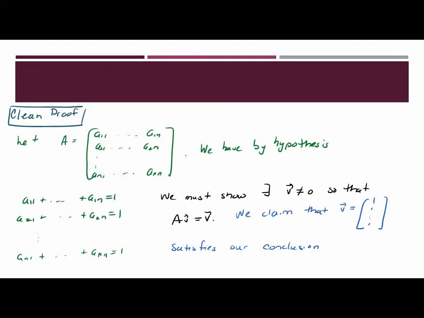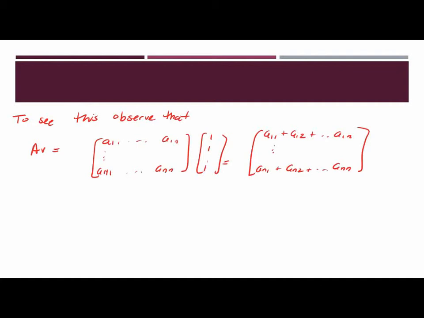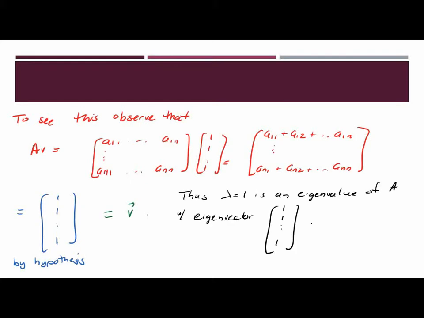It wasn't really from nowhere. Somebody thought about it in the background in their scratch work, and then they're like, oh, now I have it. Now I'm going to write a clean proof, and it'll look like it appeared out of nowhere. And I'm going to claim that that satisfies our conclusion. Watch how I'm leading the reader along. So to see this, I just do what I did in the scratch work. I just multiply it out, and I get AV is equal to that 1. And I indicate to the reader I'm using the hypothesis. So I get AV is equal to V. So lambda 1 is the eigenvalue of V with eigenvector. I make it very clear and spelled out.